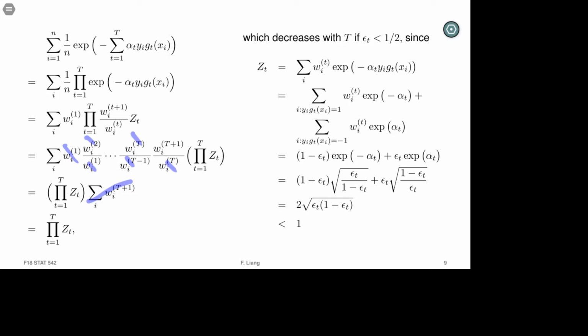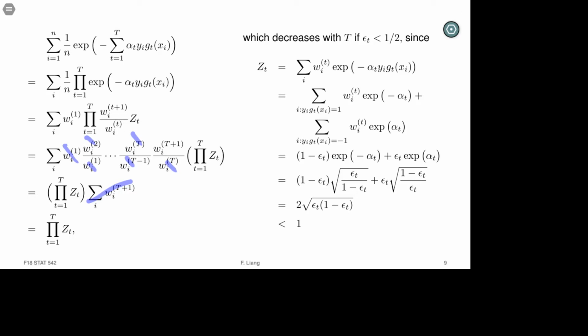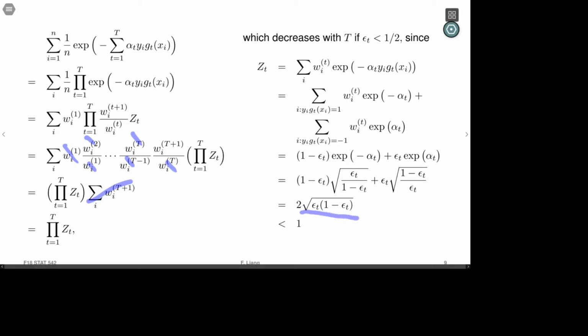And well, that's where you're going to find out why I don't want the classification error to be exactly equal to half. Because you can look at this. Let me just first look at the conclusion. So Z_t, just do some calculation. Also buried in the calculation is how we get the alpha t. You just plug in all the expressions, and you're going to find out Z_t is equal to this.